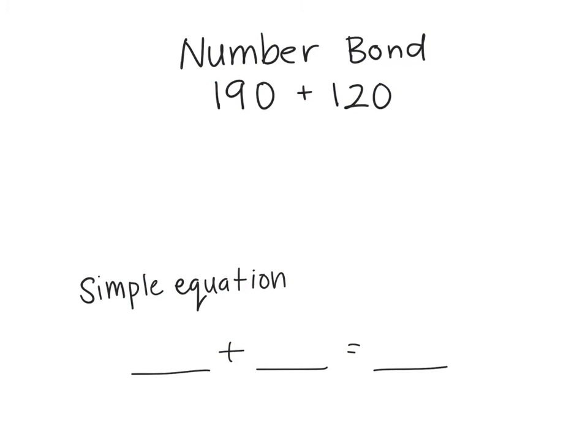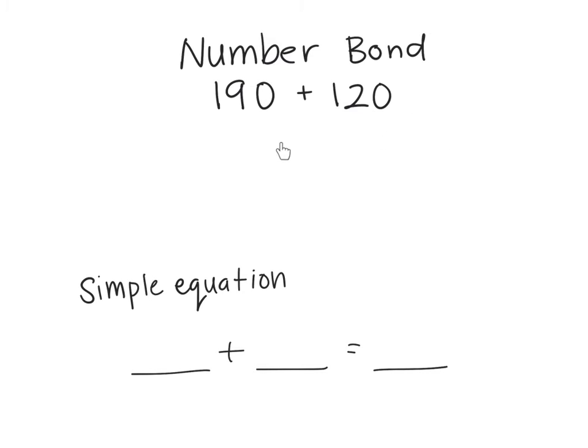Now the second part of our lesson is all going to be about making a simpler equation to help us add some larger numbers. And we're going to be doing that using a number bond. So I see this equation here, 190 plus 120. Okay, so this is another strategy to use. Which of these two numbers is closer to hundreds? Well, 190 is really close to 200, and 120 is close to 100, but we'd have to take some away.